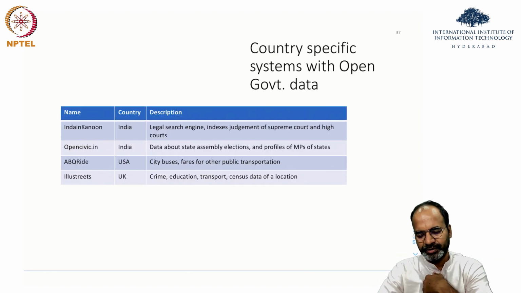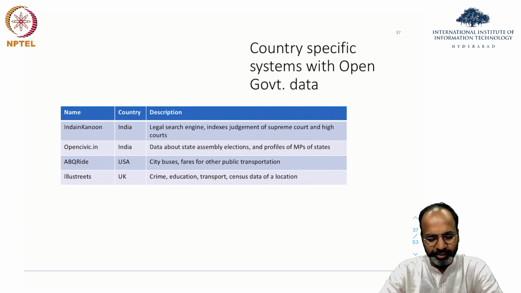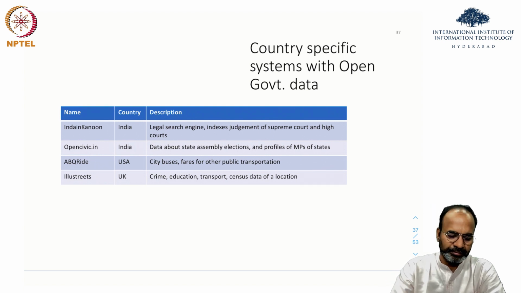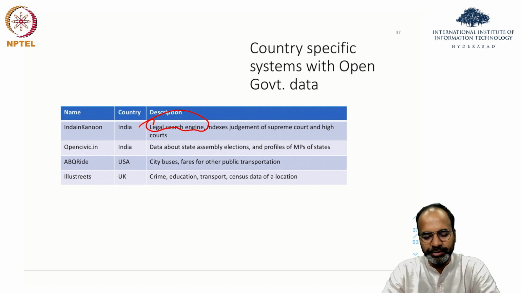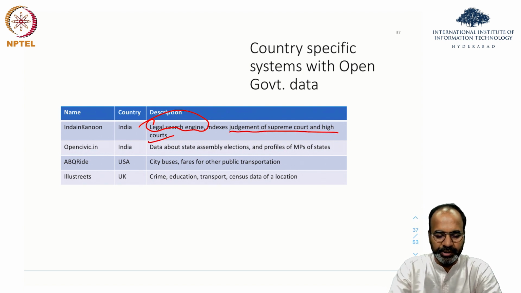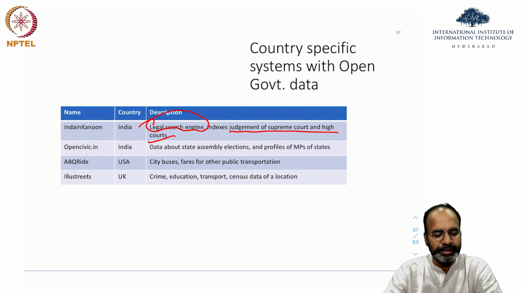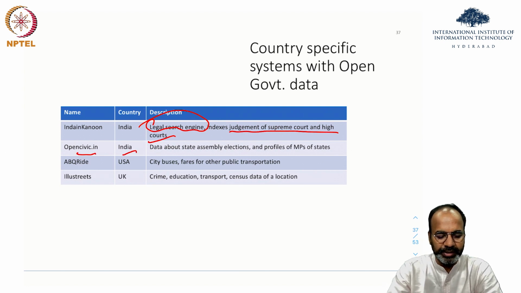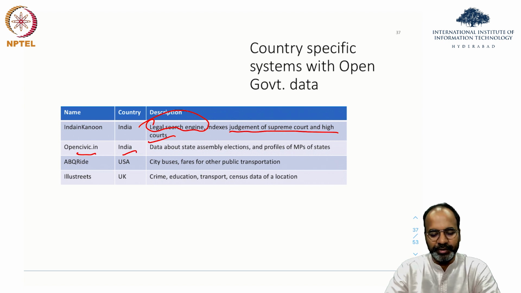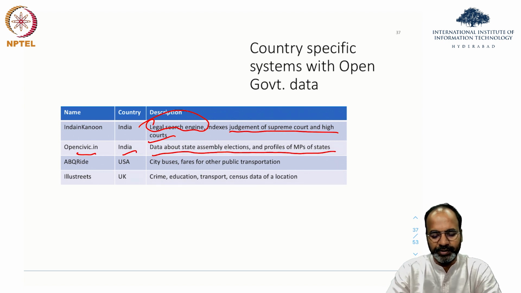Just a quick list of services that are available for looking at government open data. What information is available on some of these services? The first one is Indian Kanoon, which gives you a nice search engine where you can search for judgments of Supreme Courts and High Courts. And OpenCivic.in is again based on data from India, data about state assembly elections and profiles of MPs of states.